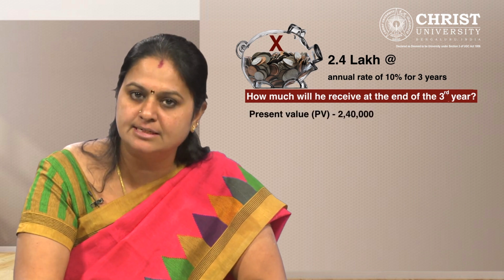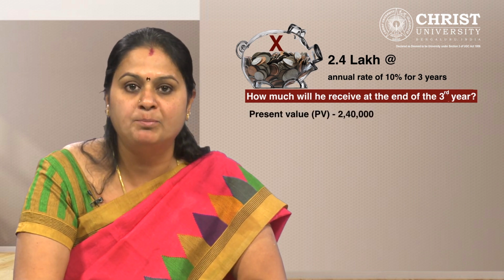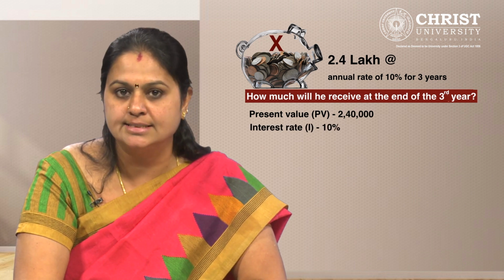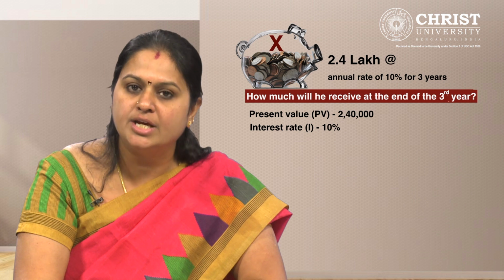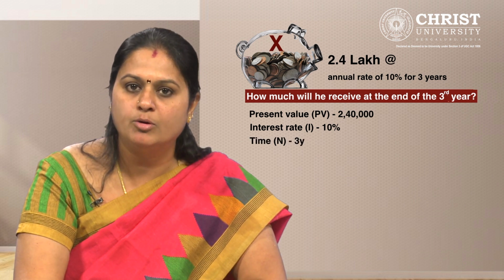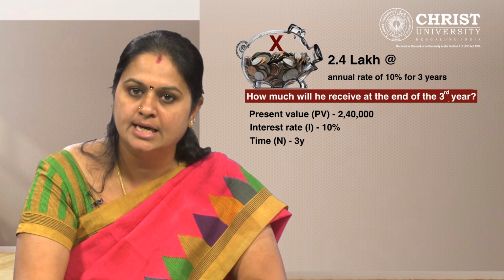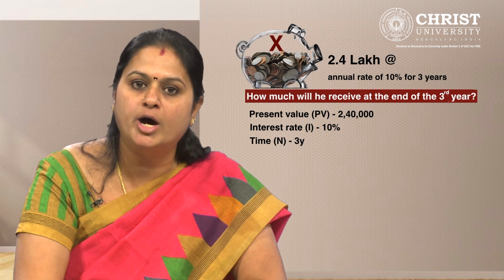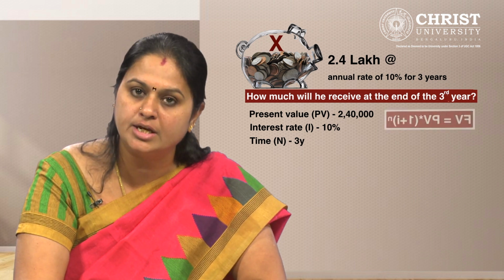We now know that 2.4 lakh is the present value. Let us code it as PV. The interest rate is 10%. Let us call it as I. The period is 3 years. Let it be called as N. Now, we want the future value of this after 3 years. In other words, we want to know the compounded value of 2.4 lakh rupees after 3 years.